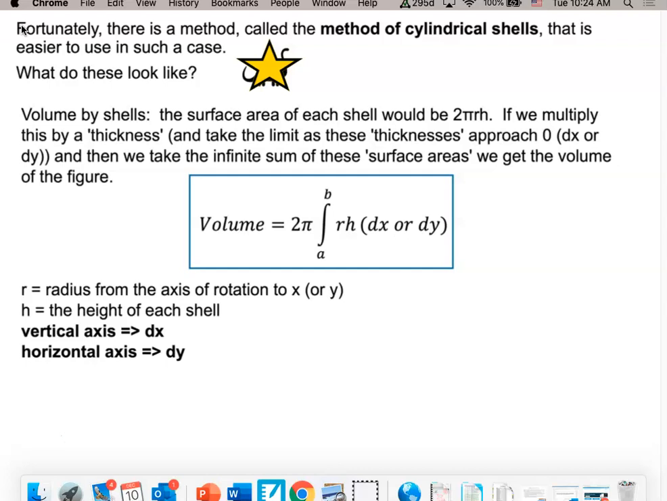I'm pretty sure on your test there's at least one problem. I'm not positive, I might be lying, but I think there's one problem where we actually say use shell method. If there isn't, you don't ever have to use shell if you can mathematically figure out how to solve the equation for x in terms of y.